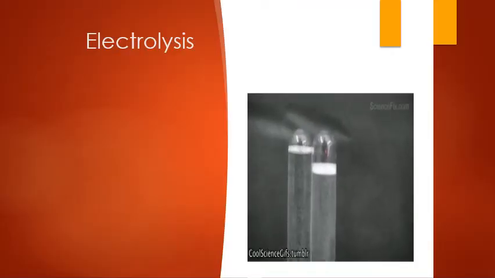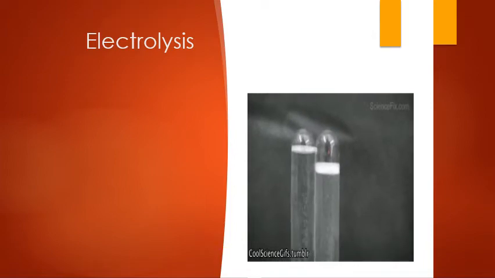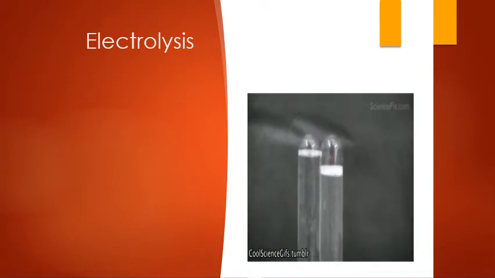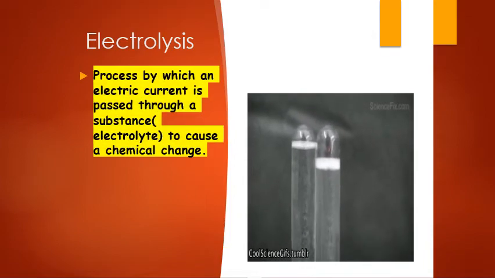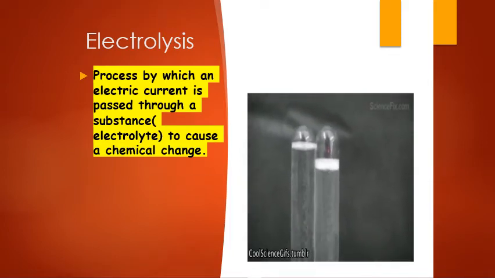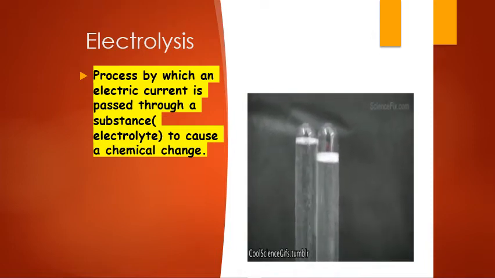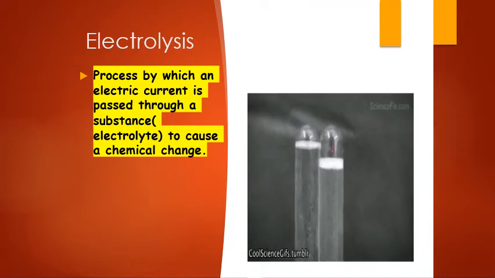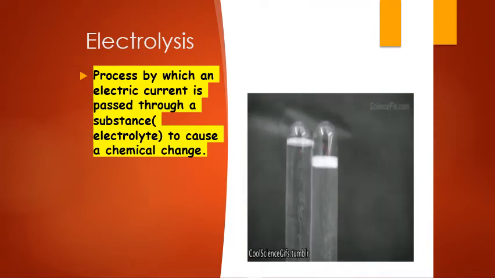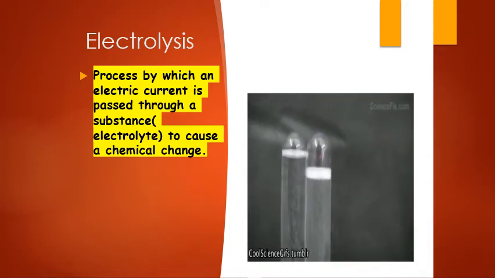So today we're going to be looking at electrolysis. When you look at the word electrolysis, what's the first thing that pops into your head? Electricity. Yes, because this is the process by which an electric current passes through a substance. And the substance that allows that electricity to pass through it is called an electrolyte. Okay? And this is a chemical change.